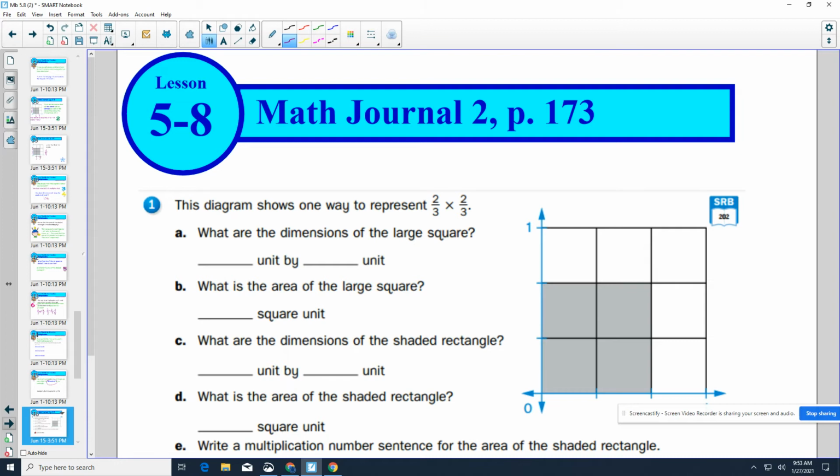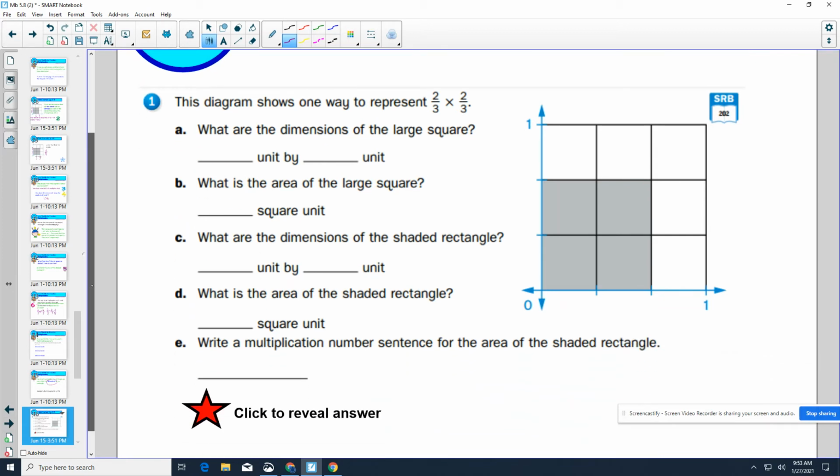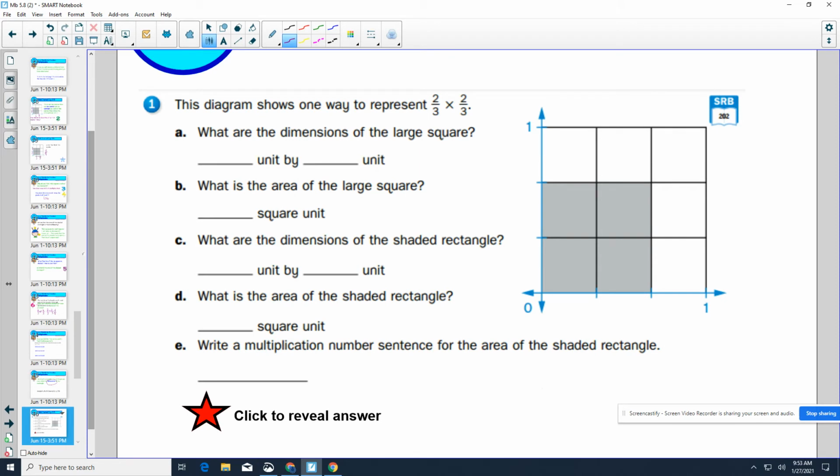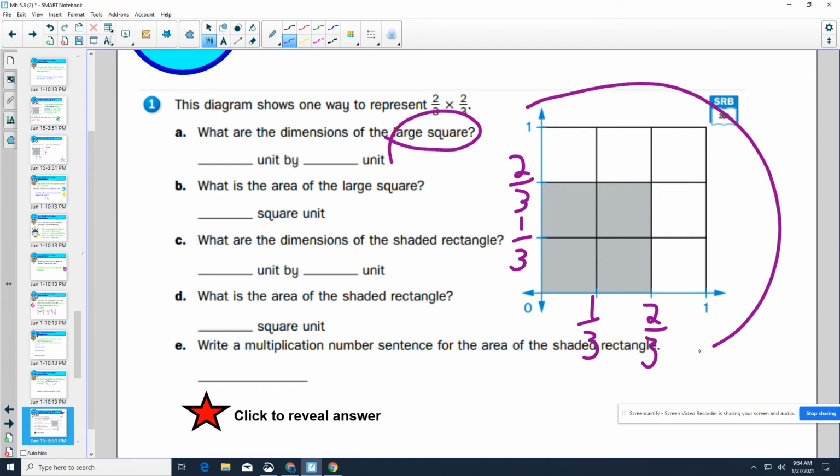All right, so after pausing the video, you hopefully took a shot at this. We're going to go through it together and see what we get, and hopefully you're picking up on this. So it says the diagram shows one way to represent 2/3 by 2/3. What are the dimensions of the large square? So remember the dimensions are length and width. So first I'm going to label my tick marks. Now, it says of the large square. That means this whole thing, okay?